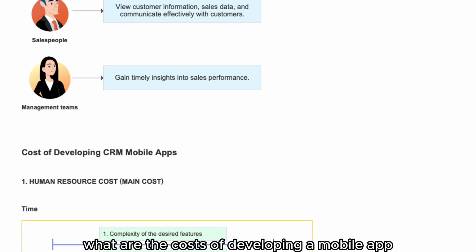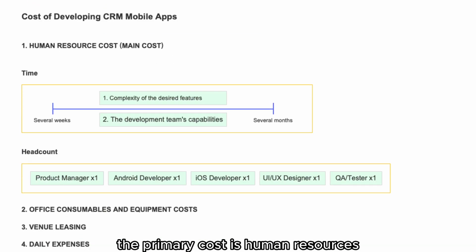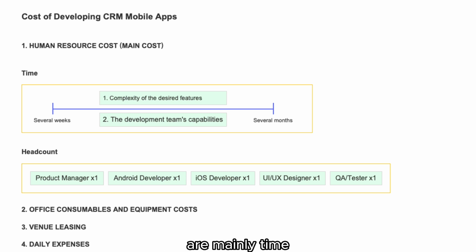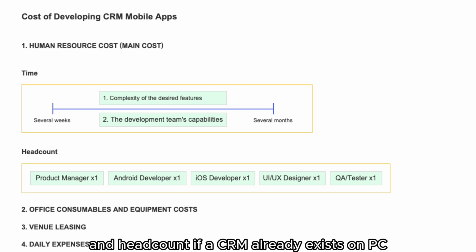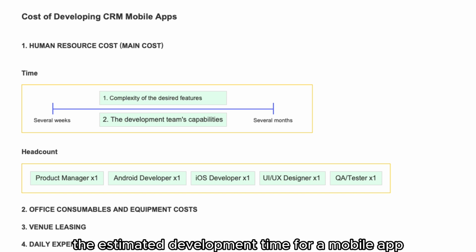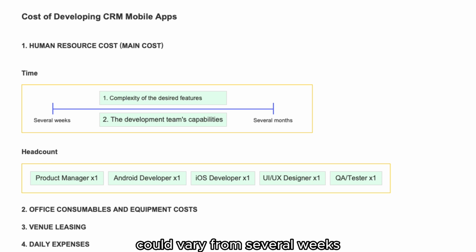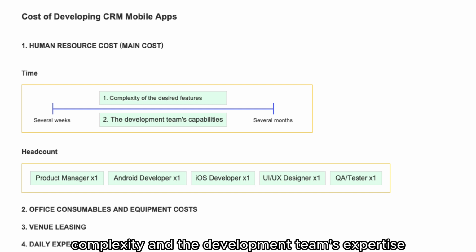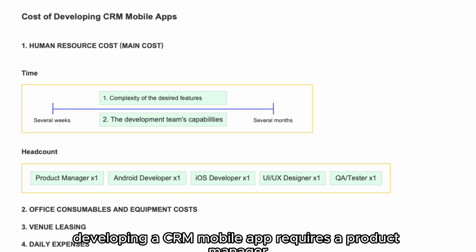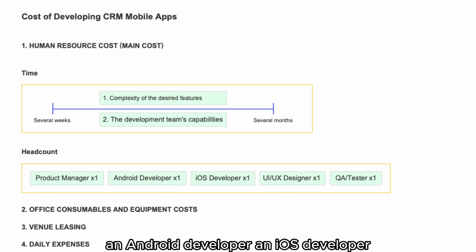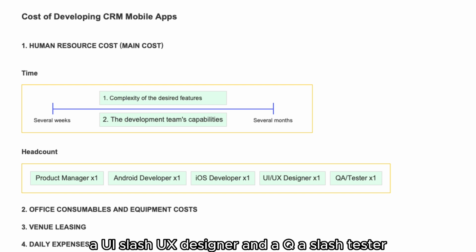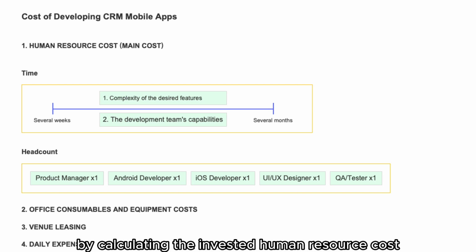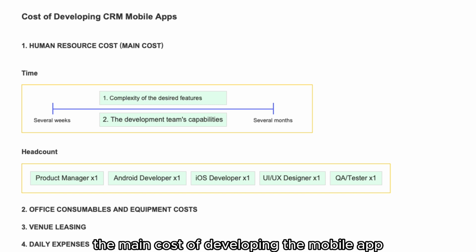Given these benefits, what are the costs of developing a mobile app? The primary cost is human resources. The influencing factors of human resource costs are mainly time and headcount. If a CRM already exists on PC, the estimated development time for a mobile app could vary from several weeks to several months, depending on the desired feature's complexity and the development team's expertise. Developing a CRM mobile app requires a product manager, an Android developer, an iOS developer, a UI/UX designer, and a QA/tester, among others.